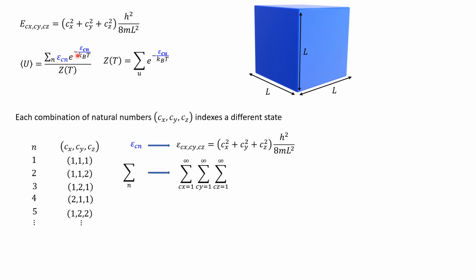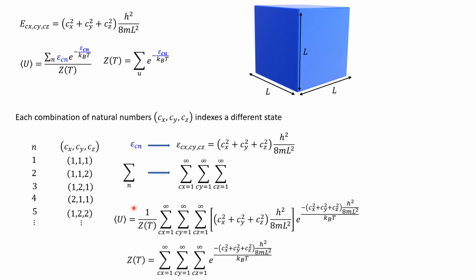And this term, the energy of state Cn, then will become this term, which is the energy of the state indexed by the combination Cx, Cy, and Cz, and we have just seen that this energy is given by this expression.